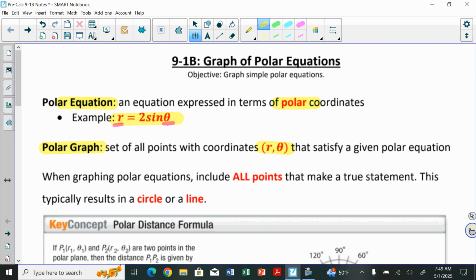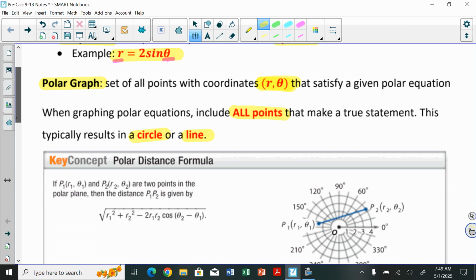So when graphing these equations, we're going to include all points that make a true statement. You're looking at using these (r, theta) points, and they satisfy that. What that does is it usually makes this a circle or a line, depending on what we've got. That's one thing we'll talk about later on when we get to the examples.